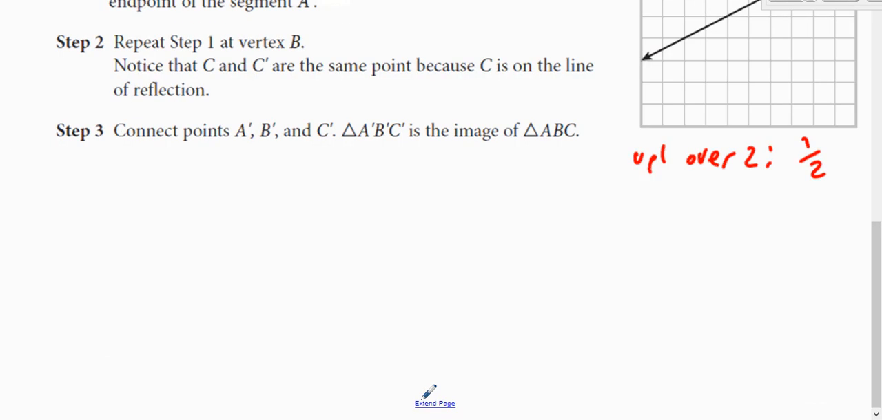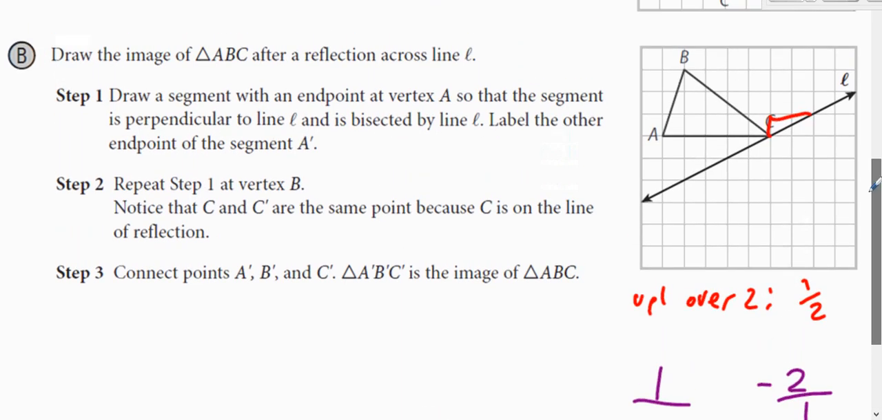Now the perpendicular slope is the opposite reciprocal. So if this is 1 over 2, you have to flip that to be 2 over 1, or just 2. And opposite means we change the sign. So if this one was positive, the opposite will be negative. Reciprocal means flip it. Opposite means change the sign. So if this original line goes up 1 over 2, the perpendicular line is going to go down 2 over 1.